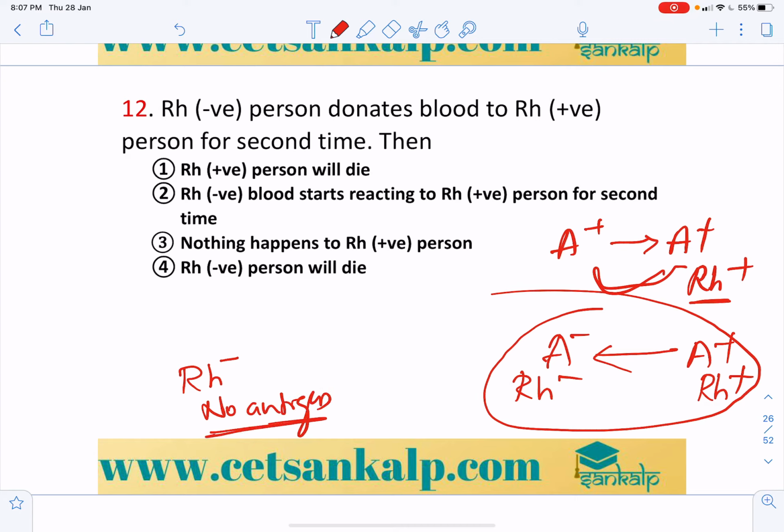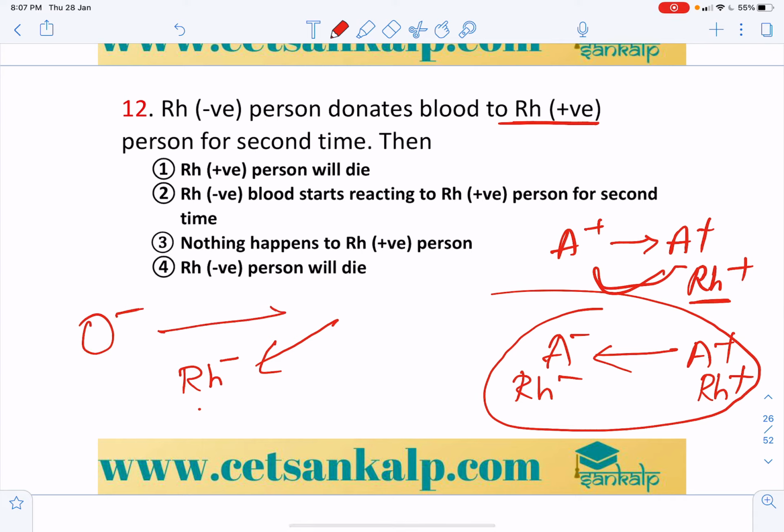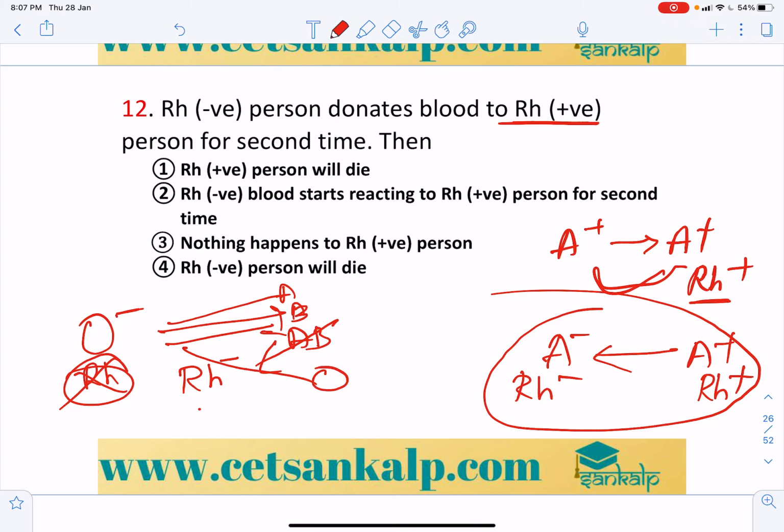No antigen, RH no antigen. If you want to receive, the RH negative person donates blood to RH positive, right? Negative means no antigen, here RH negative, that is why we can say O negative can donate. Even in this, no RH antigen, you can donate to anybody, you can donate to A, to B, to AB, and you can also donate to O, right?